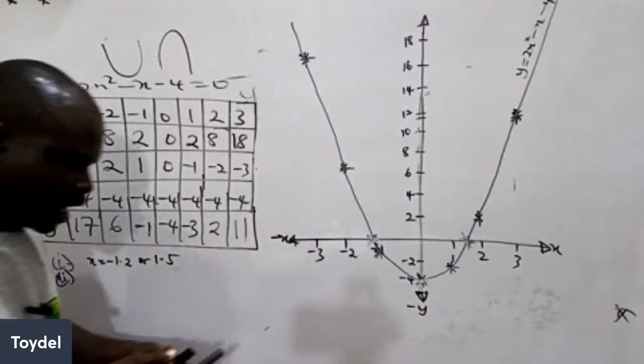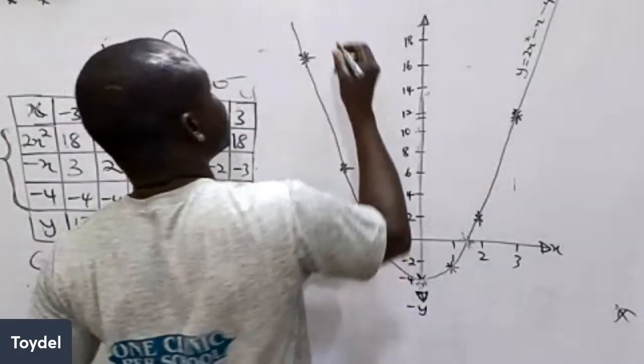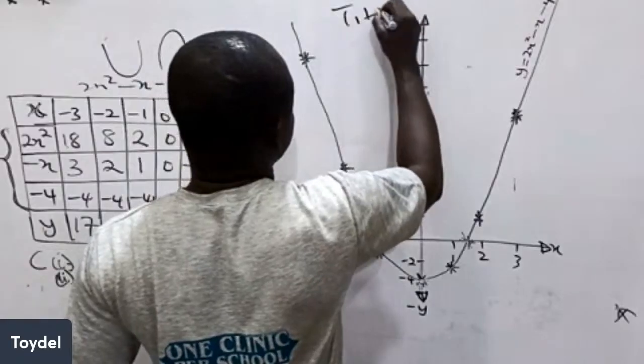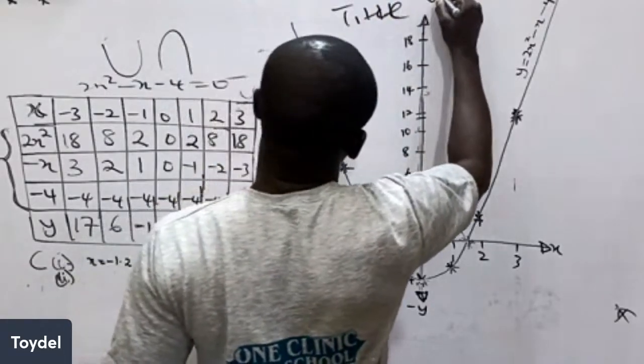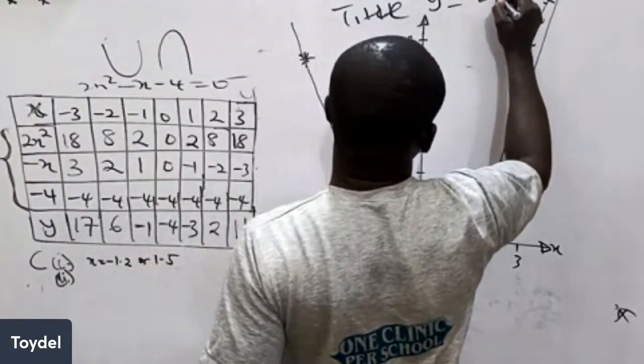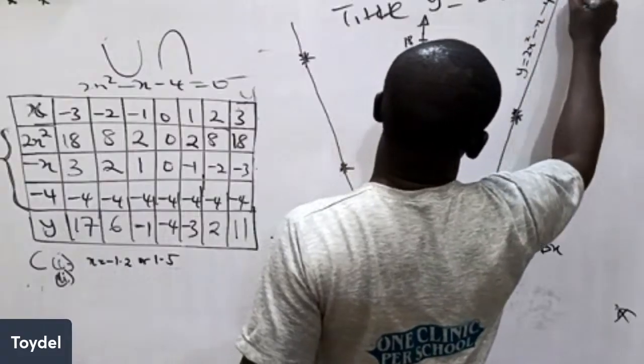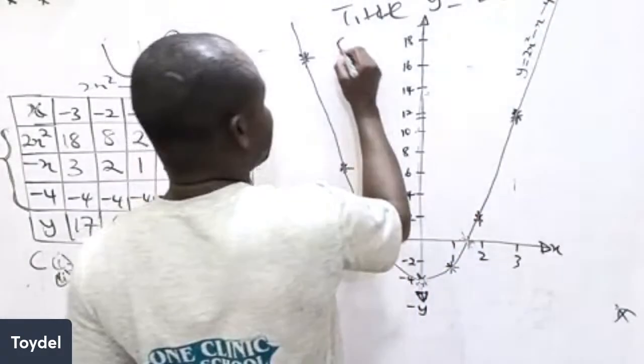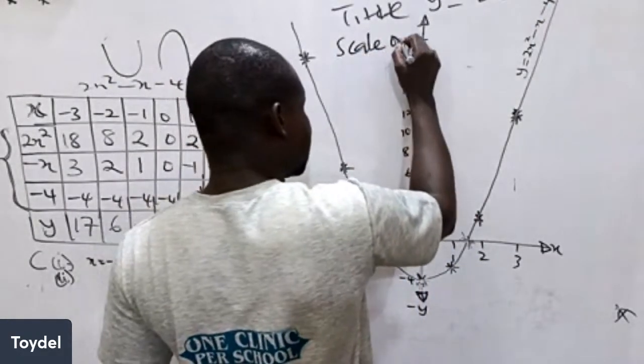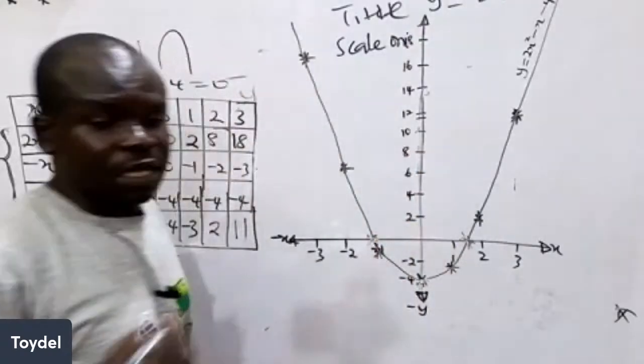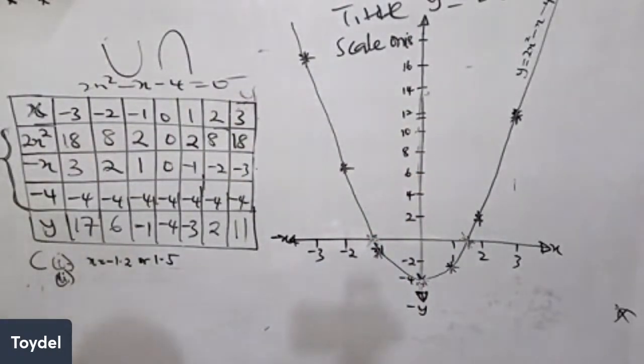Then on your graph, don't forget, if you have to plot any graph, the graph must have a title. The graph must have a title. Graph of y is equal to 2x squared minus x minus 4. There must be a title on your graph. There must be a scale on your graph, depending on the question. In this case, we are given a different scale, so you must abide. You must use the scale that we are given here.